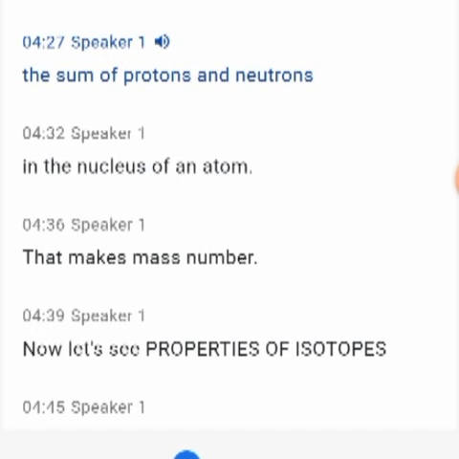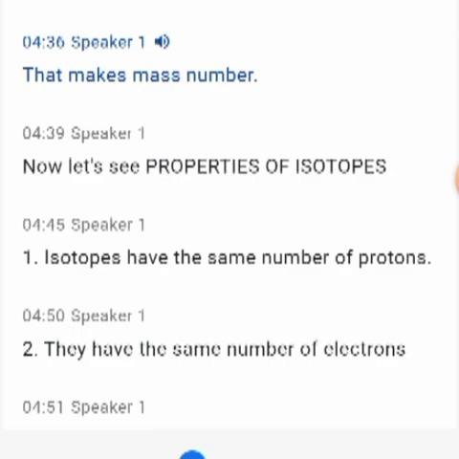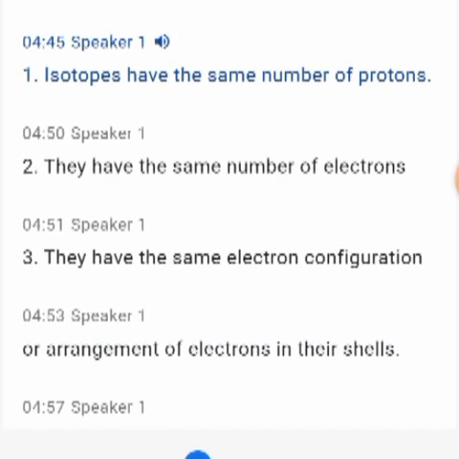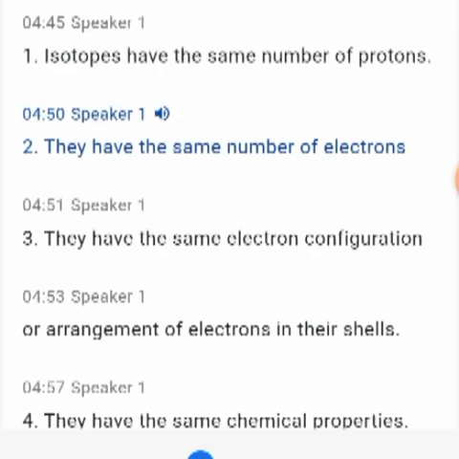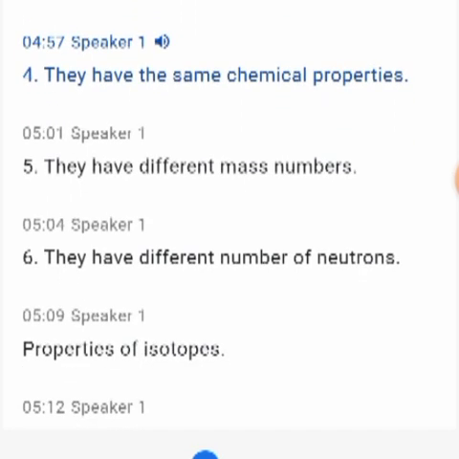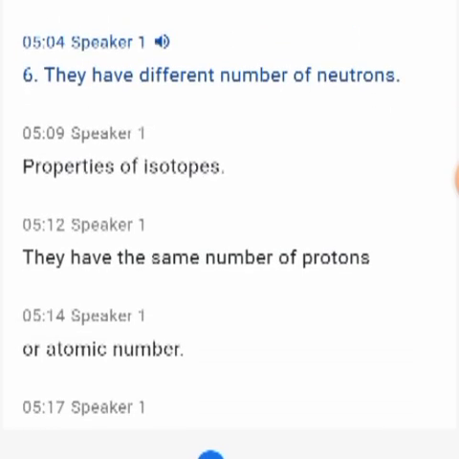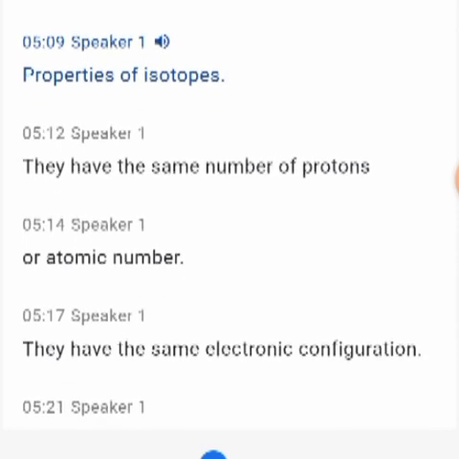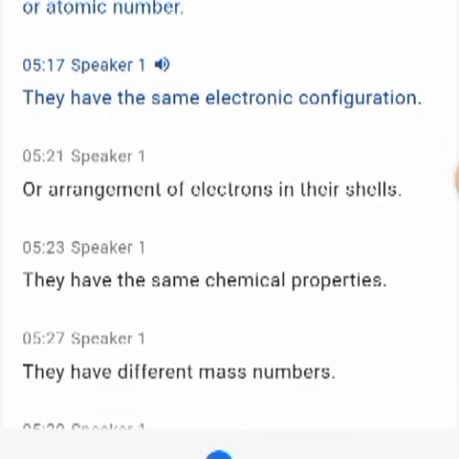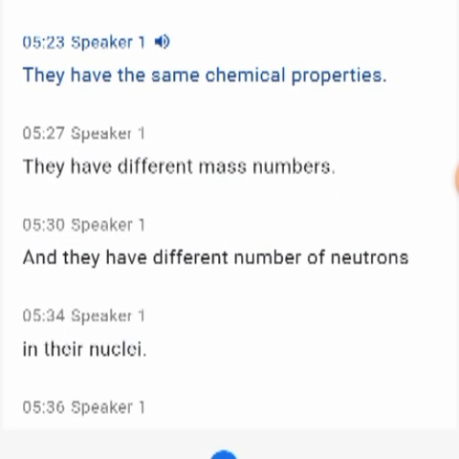Now let's see the properties of isotopes. Isotopes have the same number of protons or atomic number. They have the same number of electrons. They have the same electron configuration, or arrangement of electrons in their shells. They have the same chemical properties. They have different mass numbers, and they have different numbers of neutrons in their nuclei.